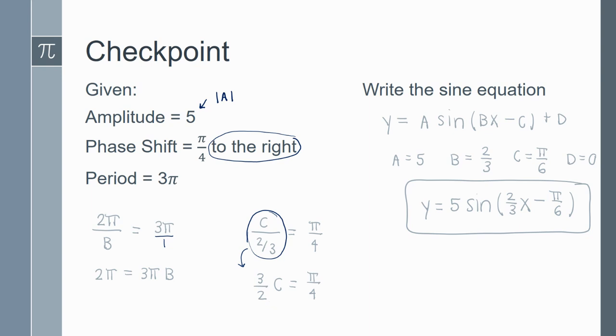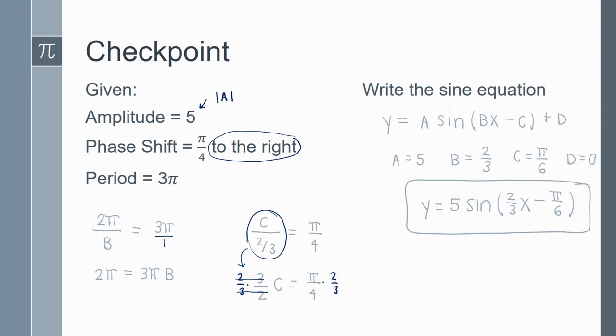But then how do I get rid of C, or how do I get C by itself? Well, then essentially that just meant that I multiplied both sides by 2/3. So then those numbers disappeared, giving me the C by itself. And so that's why I ended up with 2 pi over 12, which reduced down to then pi over 6 for C. So then remember, when I have my C value, I have to put it into the formula where I'm subtracting C. So that's why in parentheses, I see a negative pi over 6, even though I'm moving to the right.